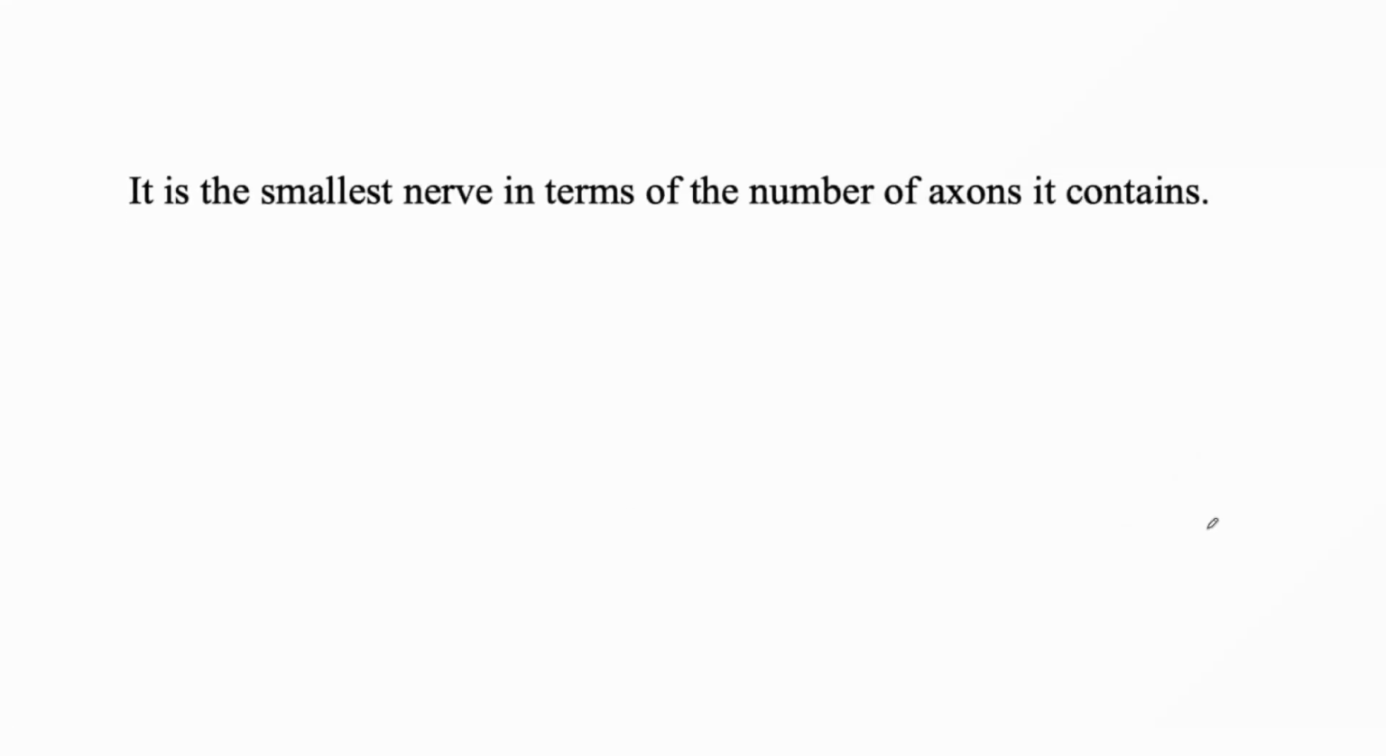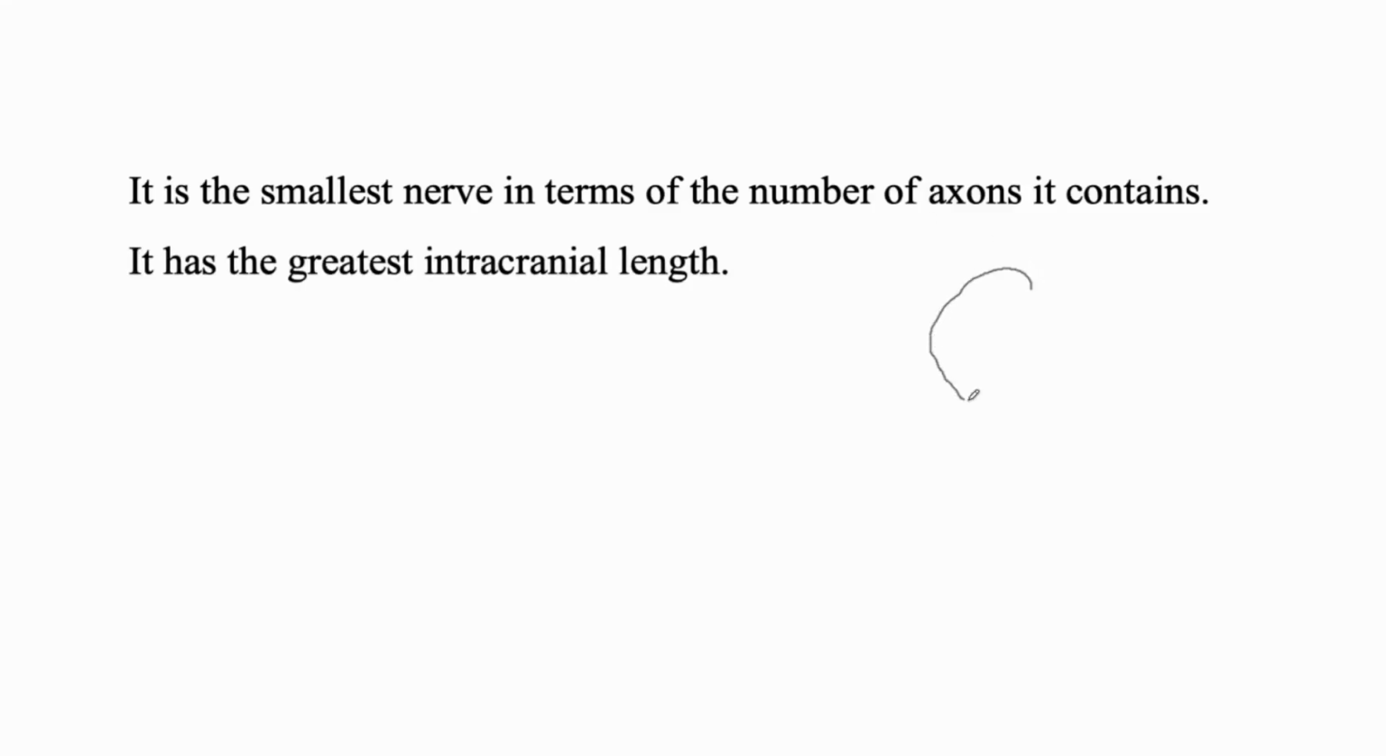Let's look into the unique features of cranial nerve 4. First and foremost, it is the smallest nerve in terms of the number of axons it contains. So it contains a minimal number of axons, and that is the reason we call it the smallest nerve. And it has the greatest intracranial length. As we all know, it is arising from the dorsal aspect, and when it wants to come forward, it has to circle around the brainstem. This gives it a characteristic property called the greatest intracranial length.